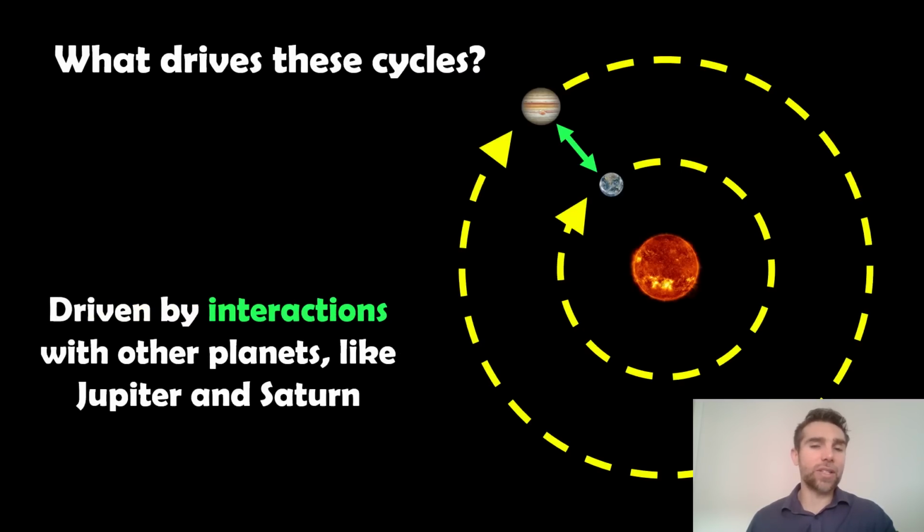Now, what's actually driving the cycles? So we know that they're occurring relatively well. We can measure that. We can predict it with models and stuff like that. But where are they actually coming from? Well, it's interactions with other planets, specifically things like Jupiter and Saturn. They all have different orbital periods. They're not in any kind of resonance at the moment, but you do get perturbations from them, and that can drive it to be more elliptical and then less elliptical.